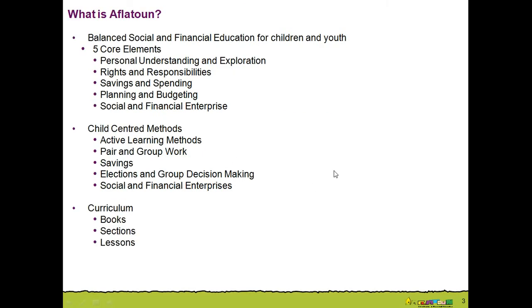Given this variation and innovation in the network, it's important that we're clear about what Aflatoun is. As you all know, there are five core components to Aflatoun, the first two being social in nature: personal understanding and exploration, and rights and responsibilities. The last three, being financial in nature, are savings and spending, planning and budgeting, and social and financial enterprise. One important note here is that in the curriculum, sections and chapters might not always be titled this way. For example, in the new Aflatoun curriculum, there's a Managing Resources chapter, which contains both savings and spending and planning and budgeting topics.